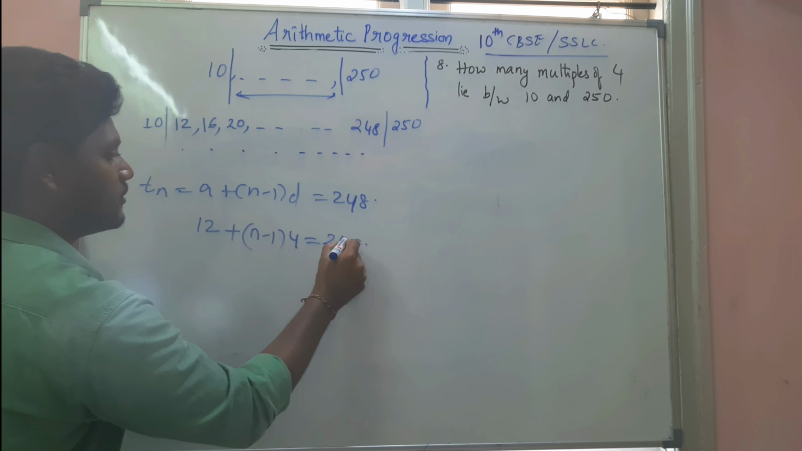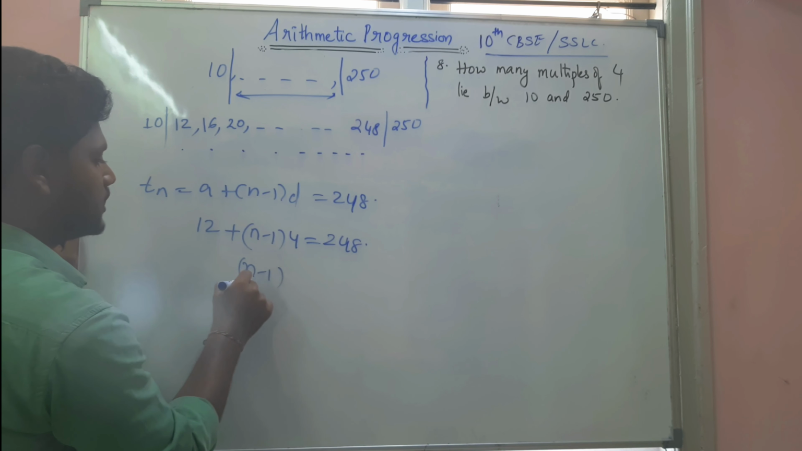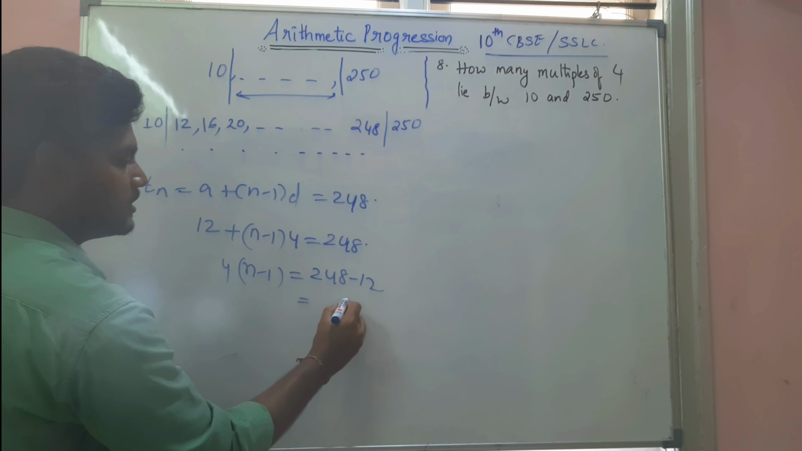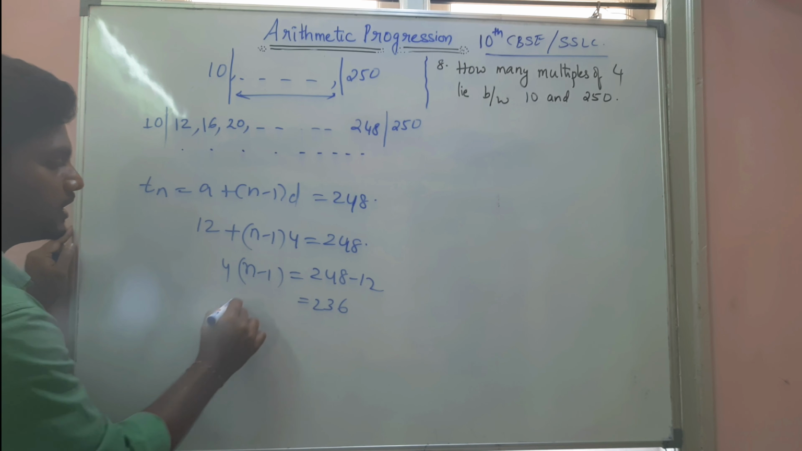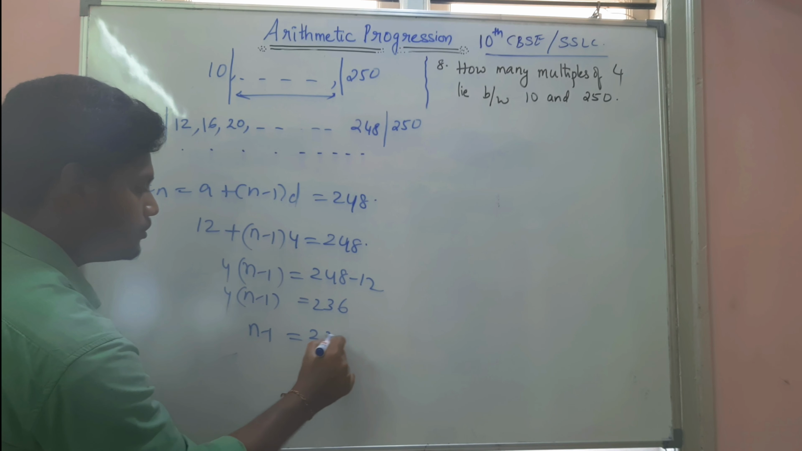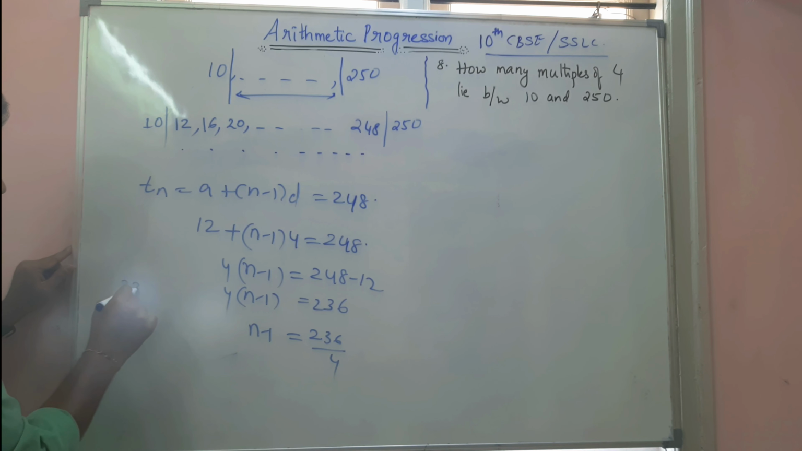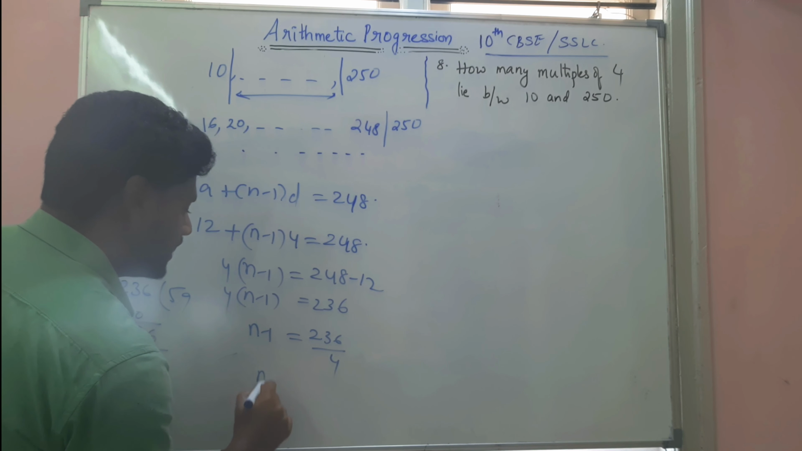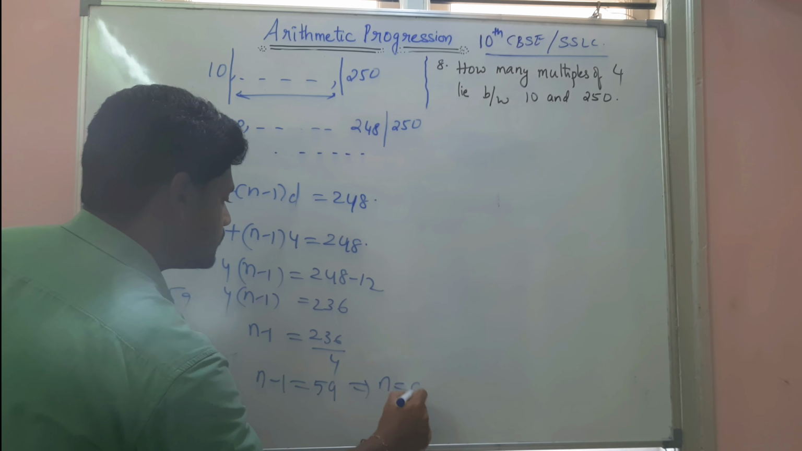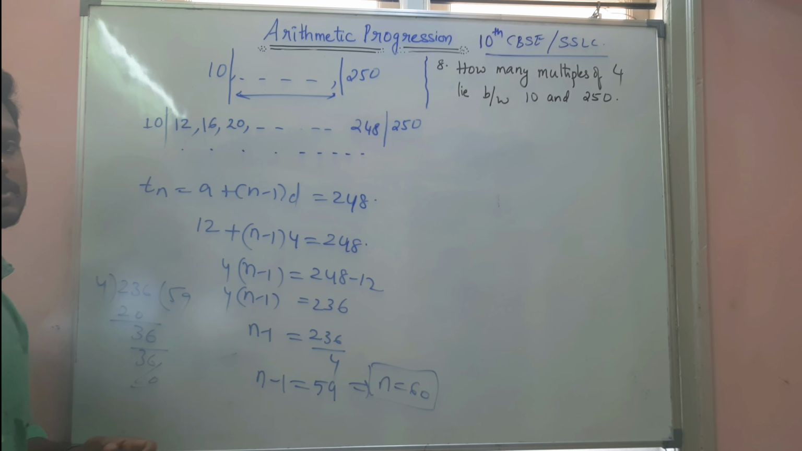This is 248. So here n minus 1 into 4 is equal to 248 minus 12. 248 minus 12 is 236. So n minus 1 is equal to 236 by 4. 236 by 4: 4 5 is 20, remainder 3 6, 4 9 is 36, right? So n minus 1 is equal to 59, nothing but n is equal to 60.